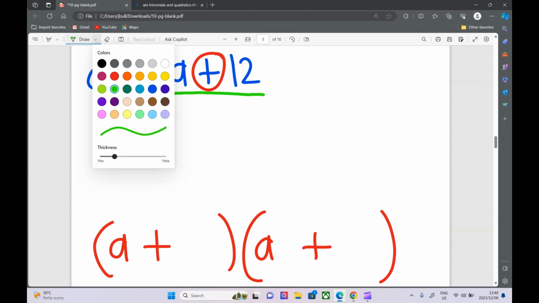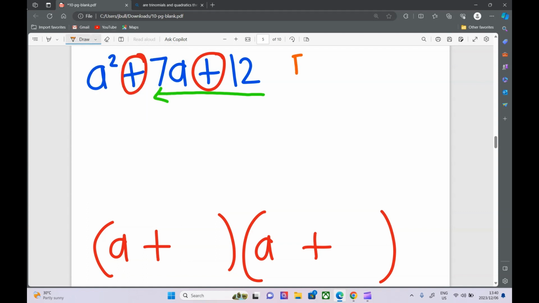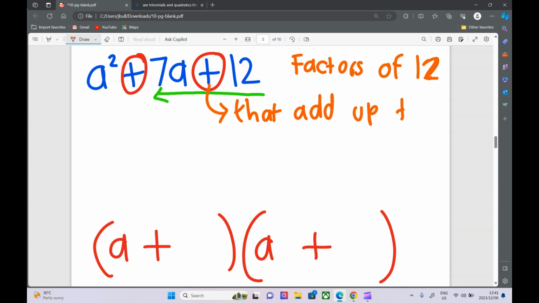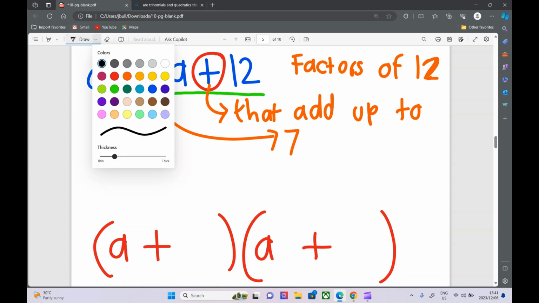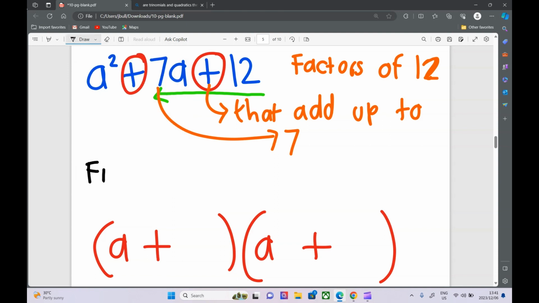So we are going to say the factors of 12. I'm just going to write it out just so we have it. So factors of the last term, so factors of 12. Because of that plus, we're going to say that add up to this 7. Okay, so factors of 12 that add up to 7. So I've got the factors of 12. I could have 1 times 12. I could have 2 times 6. And I could have 3 times 4.